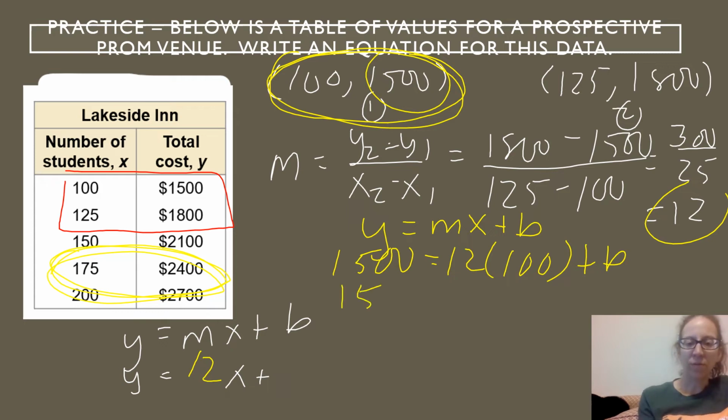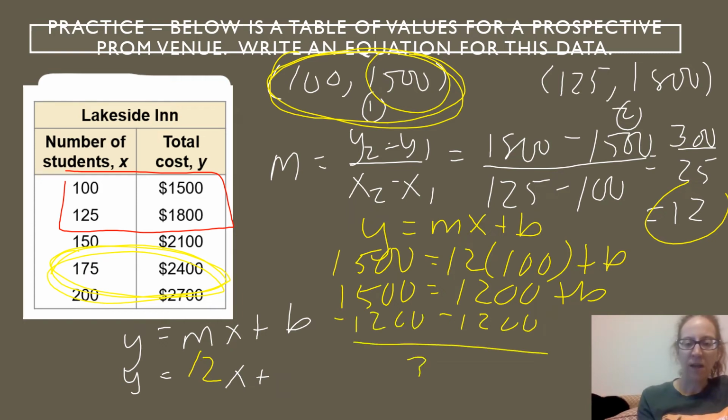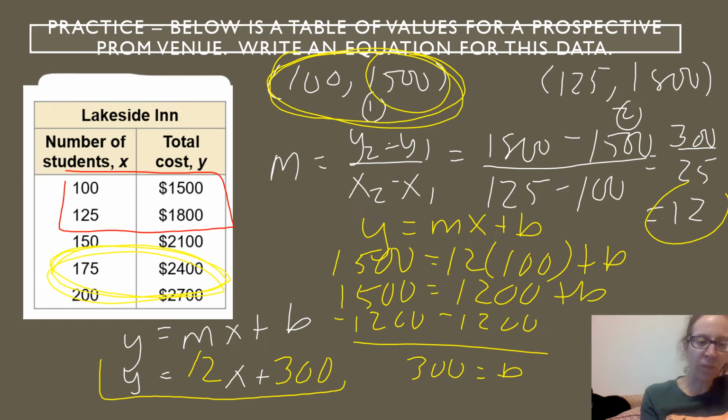So we'll do 1,500 equals 12 times 100 plus b. 12 times 100 is 1,200. And then we'll go ahead and subtract that 1,200 from both sides. And so 300 is equal to my b value. And so I'll come over here and put 300 into my formula. And there you go. So our equation is y equals 12x plus 300. And I've got to write that down because we're going to want it on the next slide.